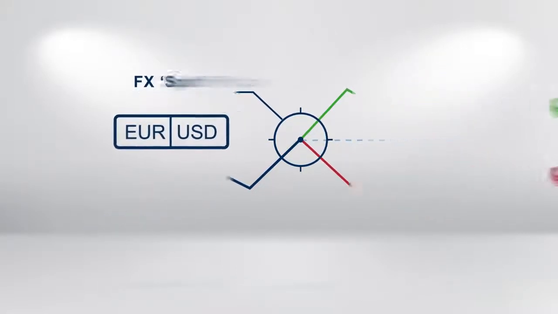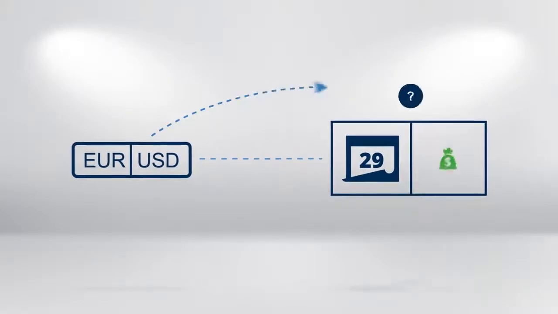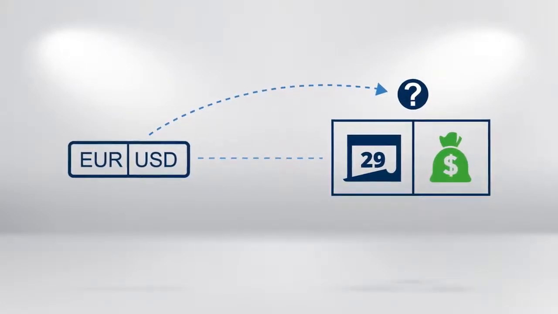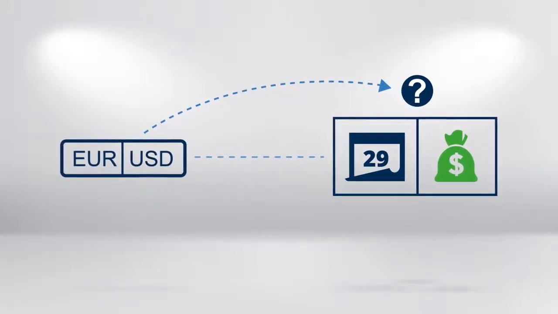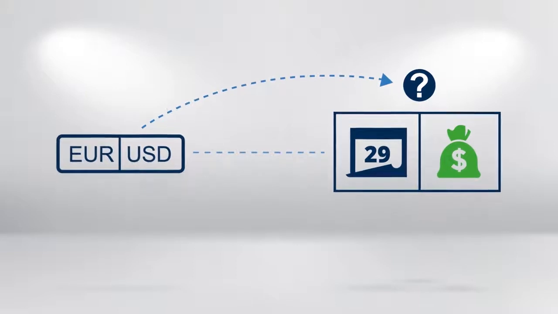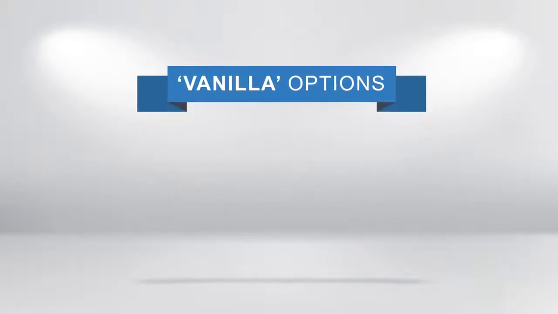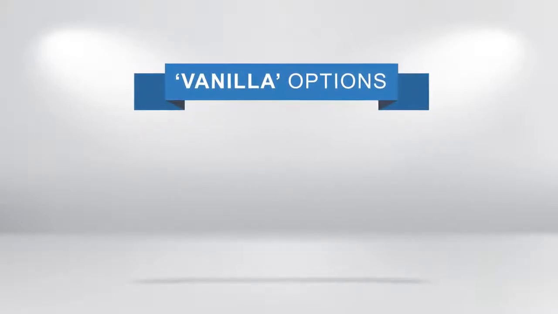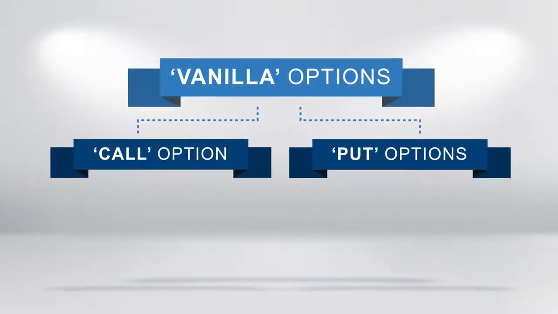An option, on the other hand, is about trading the currency pair in the future, and only if the price is in our favor at that time. It's the possibility of trading the currency pair in the future at a predefined price, but it's not an obligation to do so. The basic and most common options type is called a vanilla option. And there are two types of vanilla options: call options and put options.